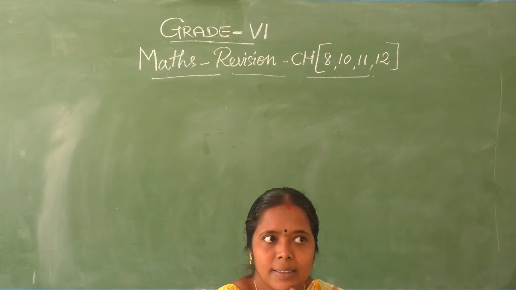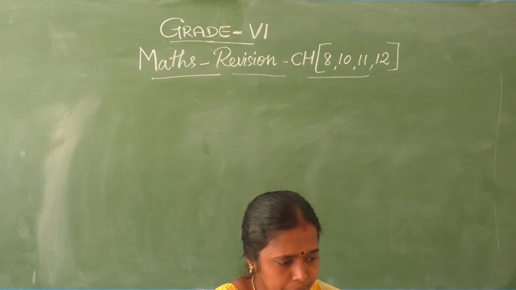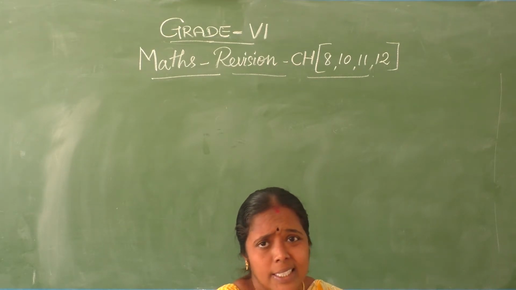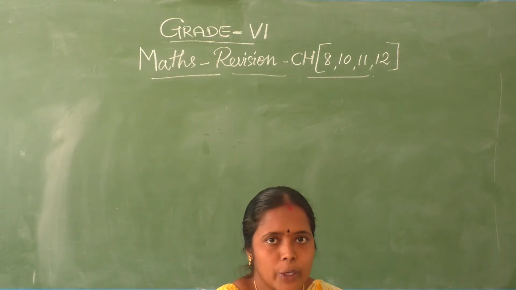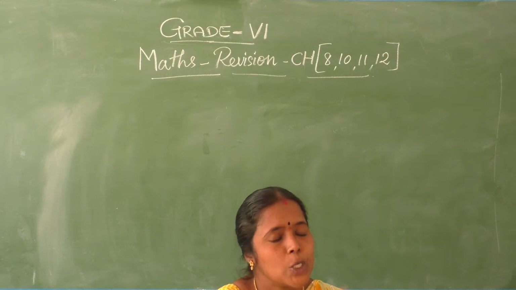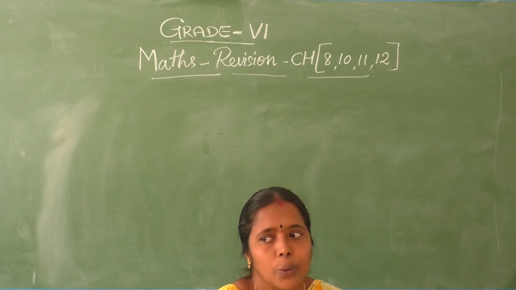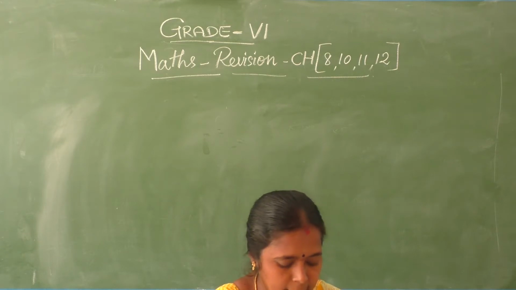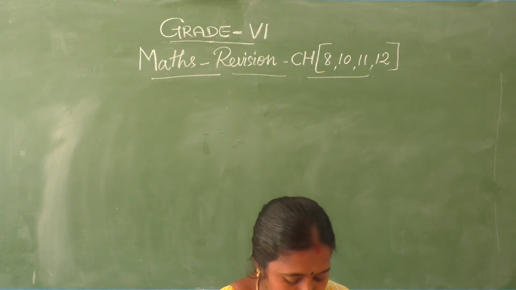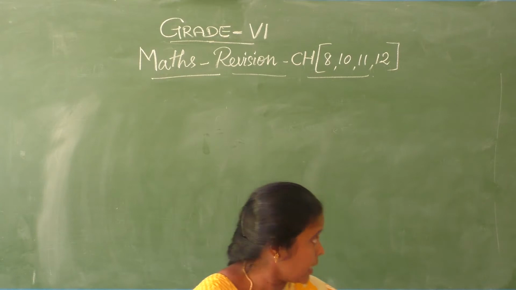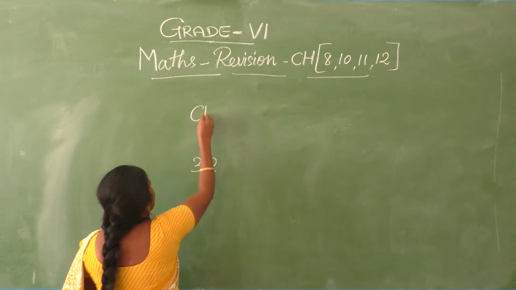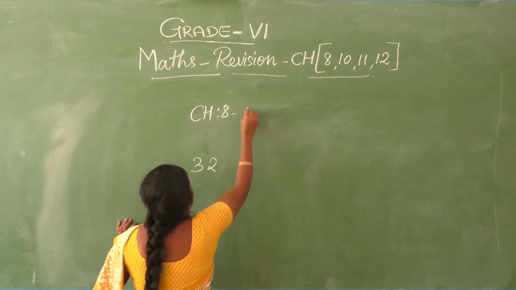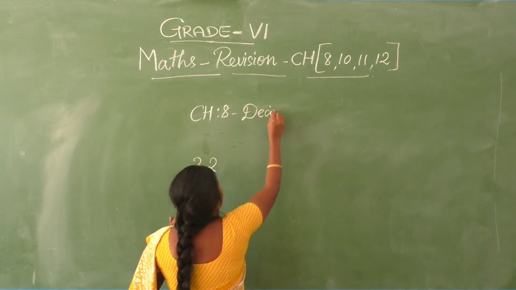After that, what did you see? Addition, subtraction, and related word problems you have also seen. Then conversions also, rupees to paise, kilogram to gram, gram to kilogram, like that. Clear? I am going to revise that by taking some questions here. Clear? See, chapter 8, decimals, we are going to see.